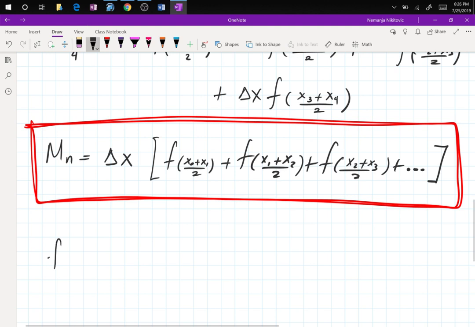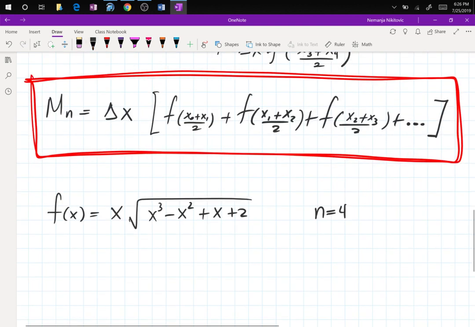Your function f of x is given as x times the square root of x cubed minus x squared plus x plus 2. That's your function. And let's say you want to do this with n equals 4, so we can actually eventually go home, right? Because can we calculate this with 10,000? Well, yeah, it's just going to take a while. Or you write a code and let the computer do it for you.